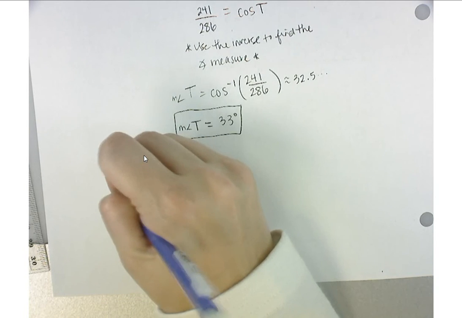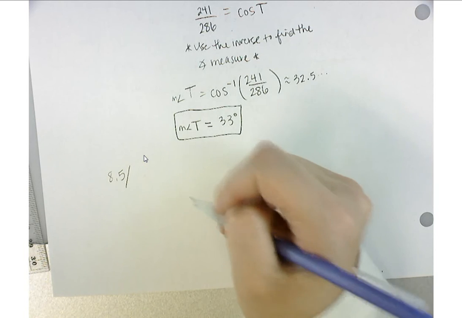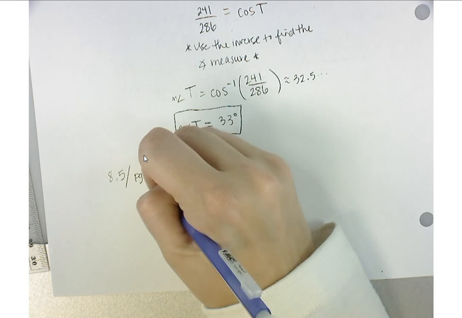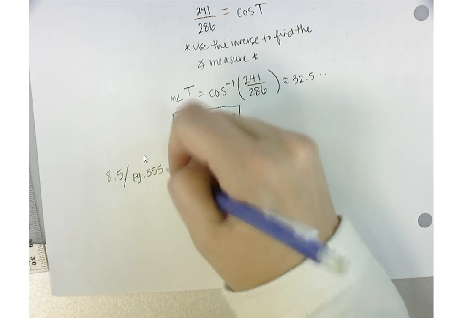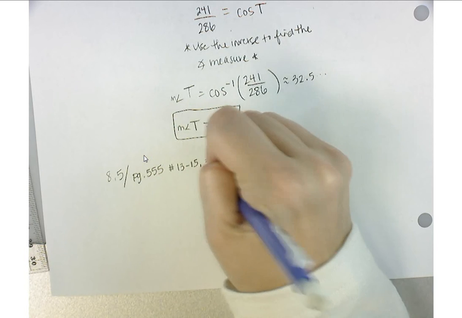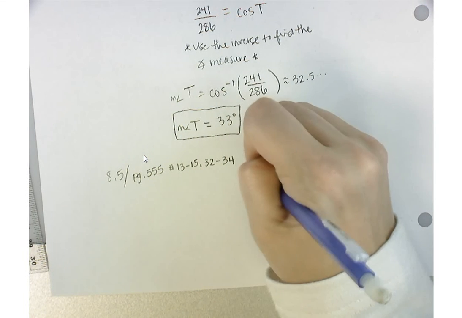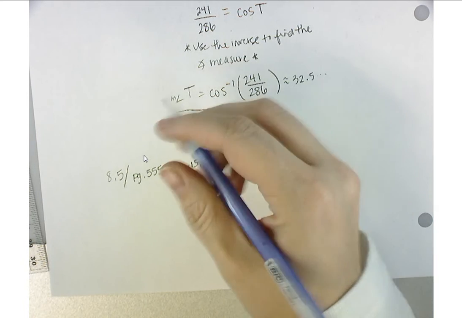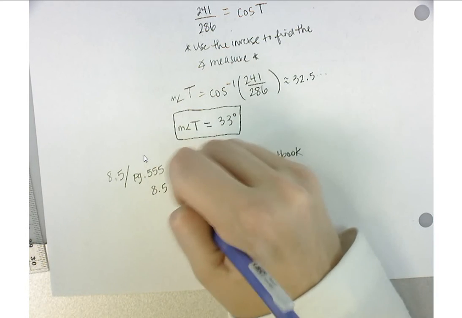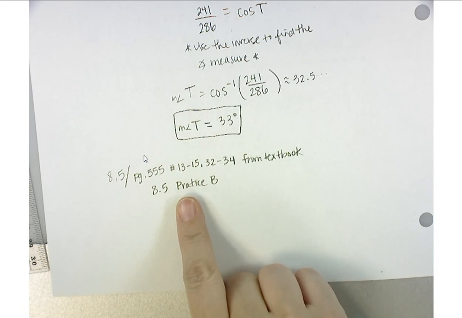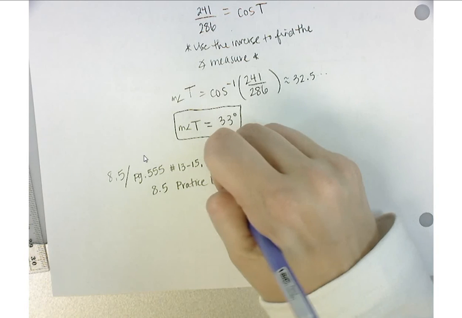Okay, for your homework tonight, was your homework on page 555 last night? Yeah. Okay, so it'll start on page 555. You're going to do 13 through 15 and 32 through 34 from your textbook. And then on the same worksheet that you have, that 8.5 practice B, you're going to do 16 through 21.